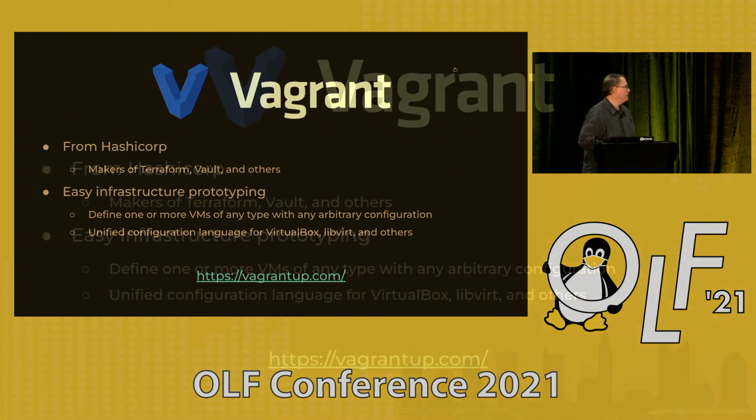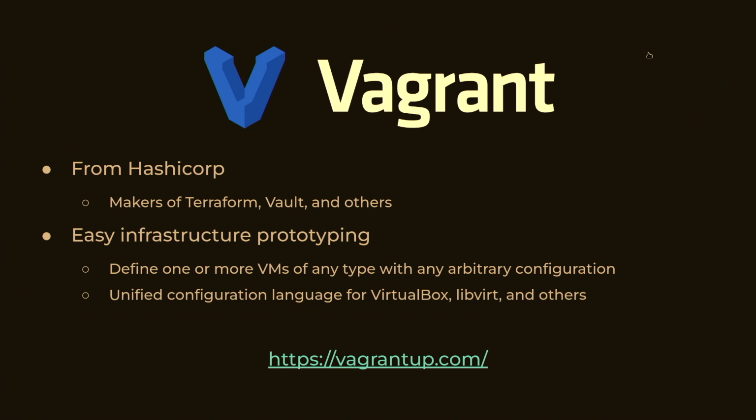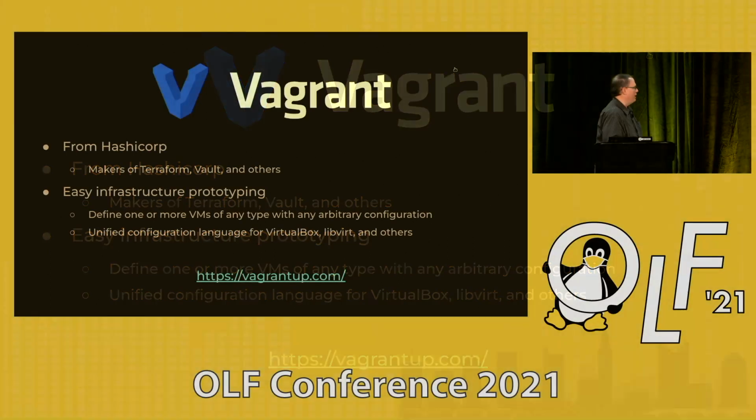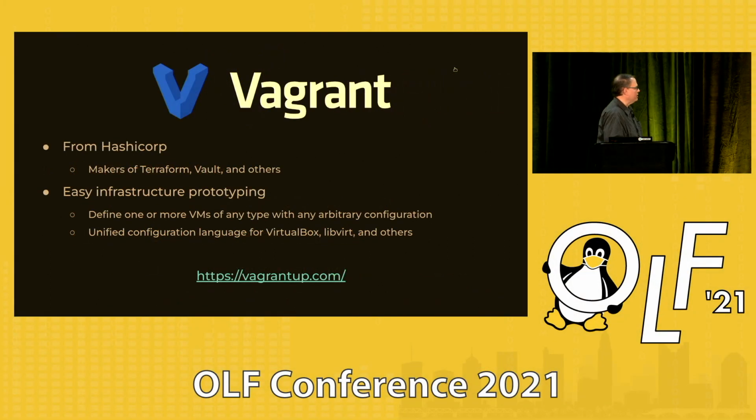Okay, so let's talk about the two pieces. So Vagrant, I don't know how many of you here are familiar with Vagrant, but Vagrant is one of the many products from Hashicorp. It was actually one of their earlier things, but Hashicorp is the makers of Terraform and Vault and just, I don't remember how many other things, Nomad and so on and so forth. Anyway, Hashicorp makes a lot of cool stuff. And what Vagrant does is let you do easy infrastructure prototyping.